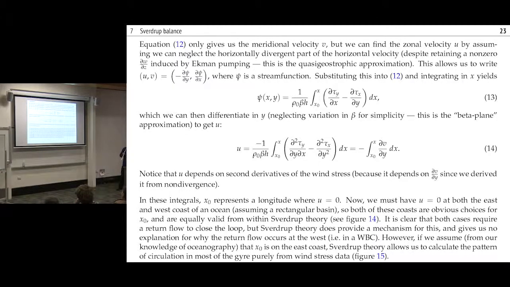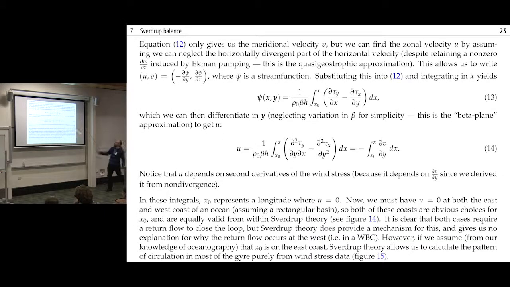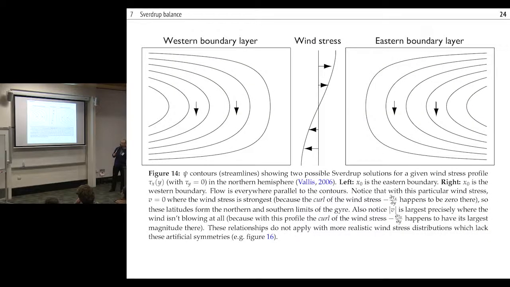And we kind of have free rein within Sverdrup theory to choose anything we like for that, but we have to choose some value. If we've got a rectangular ocean basin, the east-west flow has to be zero at the east and west boundaries. So we've got u equals zero both here and here. So both of those are candidates for our longitude x naught in these integrals. Both of those are equally valid within Sverdrup theory.